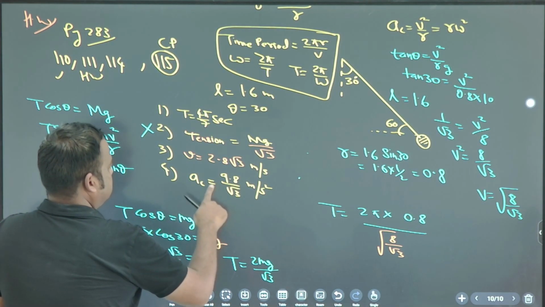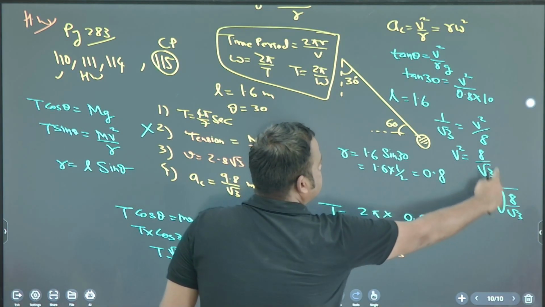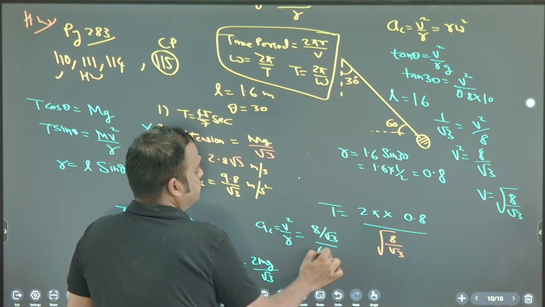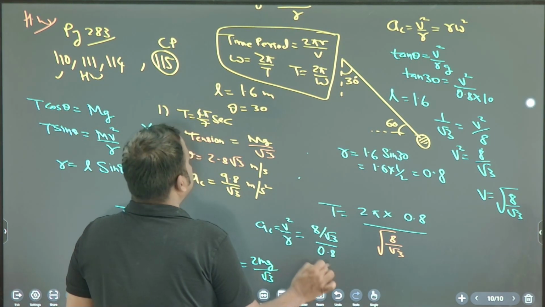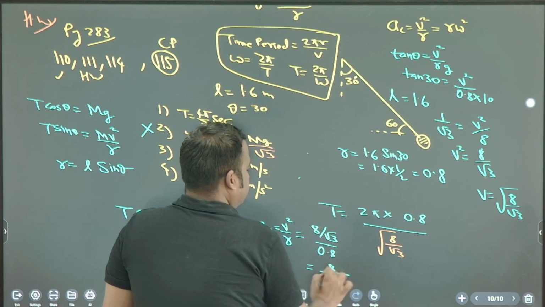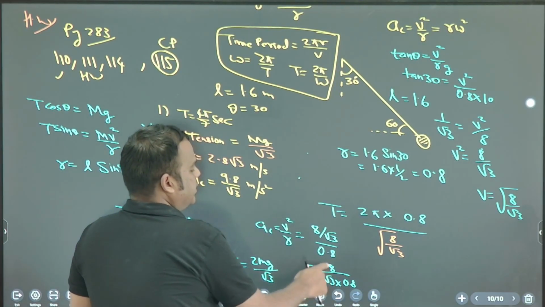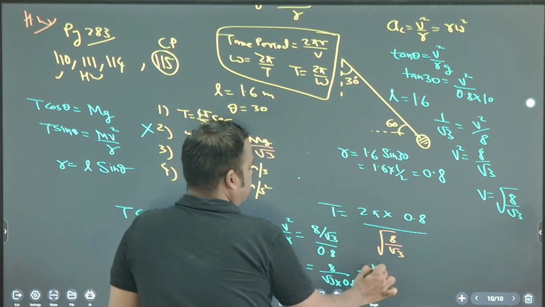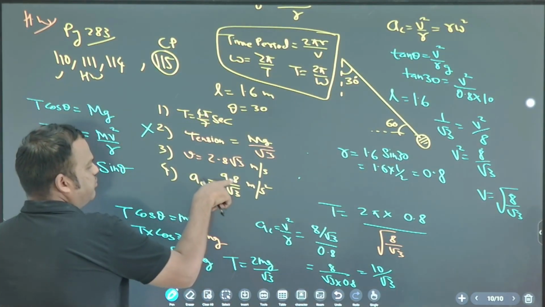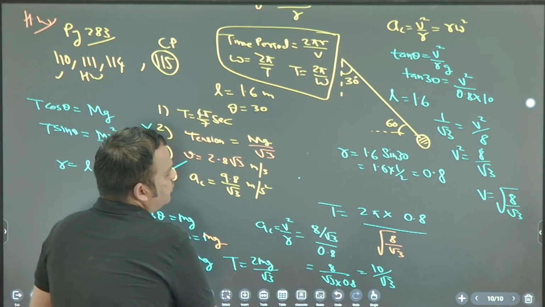AC is V square by R. Now V square you got 8 by root 3. R is 0.8. So 8 by root 3, this 0.8 will be denominator only, okay. So 8 by 0.8, 10. So yes, AC is 10 by root 3, 9.8 by root 3, fourth is correct. So G value you have to take 9.8.